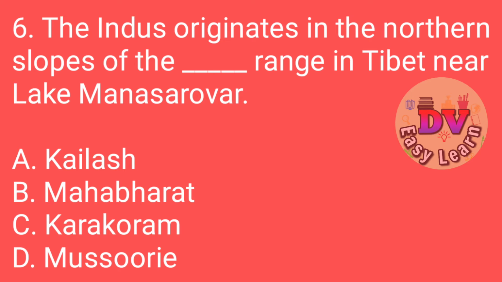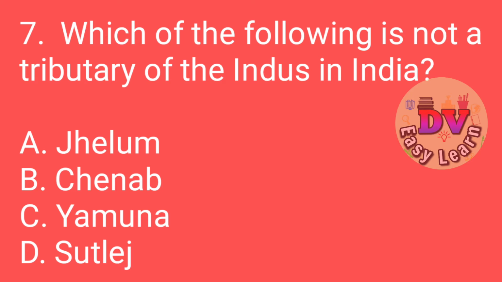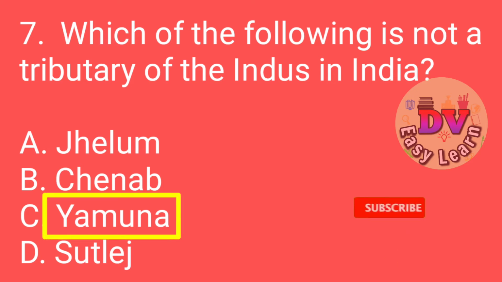Question number 6. The Indus originates in the northern slopes of the dash range in Tibet near Lake Manasarovar. Correct answer: Kailash. Question number 7. Which of the following is not a tributary of the Indus in India? Correct answer: Yamuna.